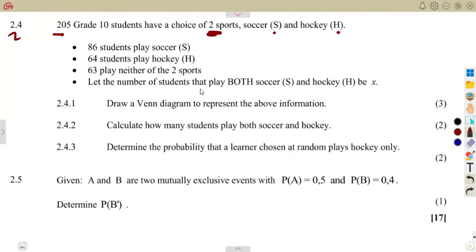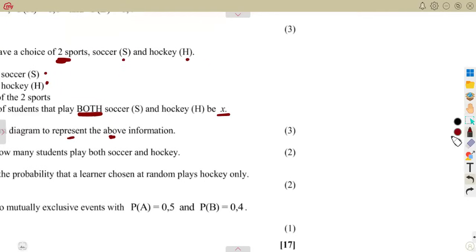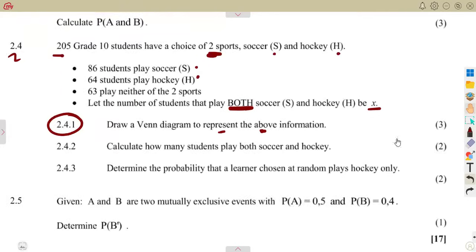Let the number of students that play both, take note, both soccer and hockey, be X. From this information, draw a Venn diagram to represent the above information. All right, this is what we have, guys. Since there's an intersection and there are 2 elements to be considered, S and H, this one is not going to be that difficult. We're just going to have our 2 sets here.